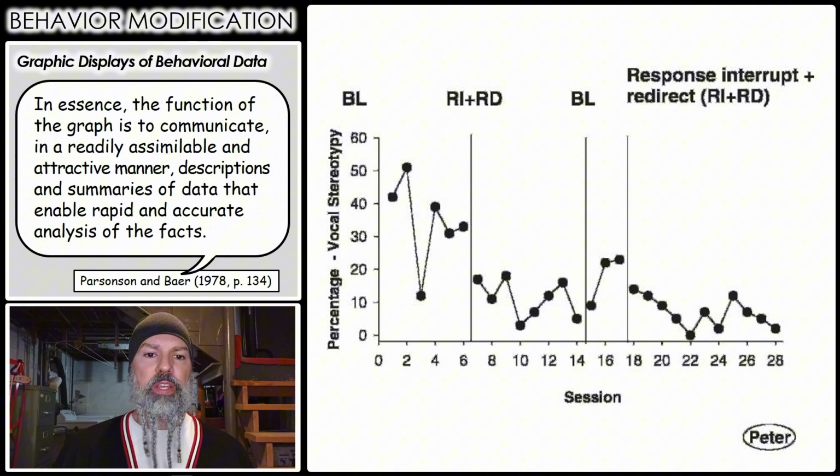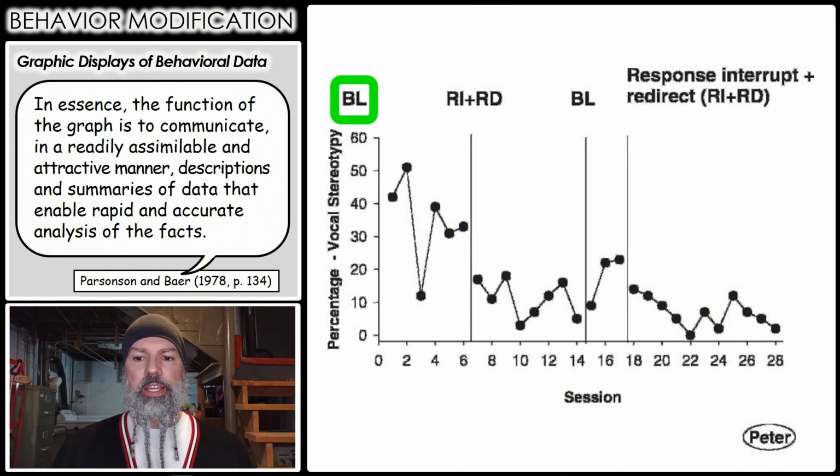And we have the condition labels, and the condition labels indicate what the condition is. So we have conditions and we have phases. The condition is the environmental arrangement. It is the treatment phase that we're in, whether it's baseline or in this case, the response, interrupt, and redirect. So that is the condition.